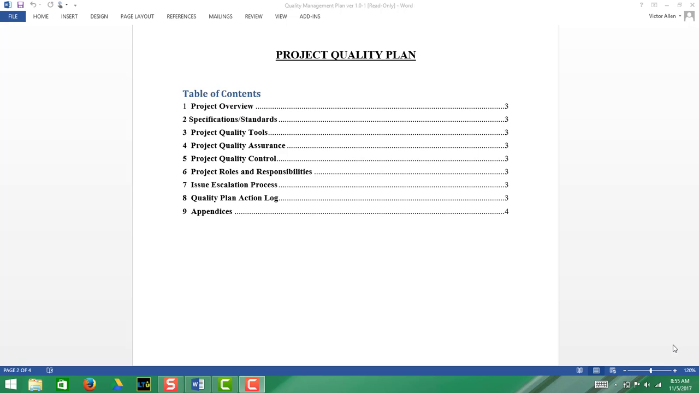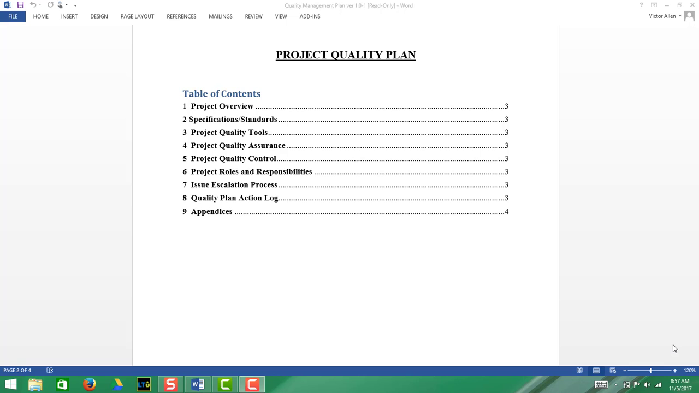The next section is project quality assurance. The purpose of this section is to ensure that we build quality into our product rather than have to inspect for it later. This may include implementing processes and procedures, using certain types of material, and making sure you have the right expertise for the project.